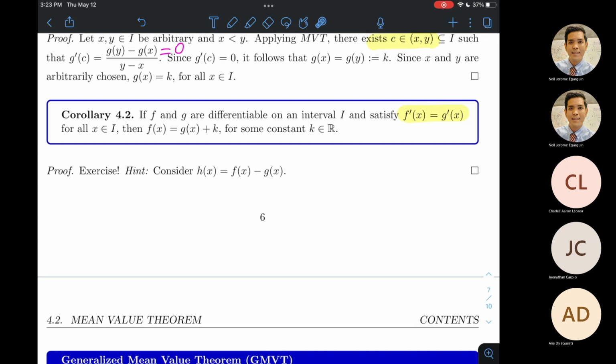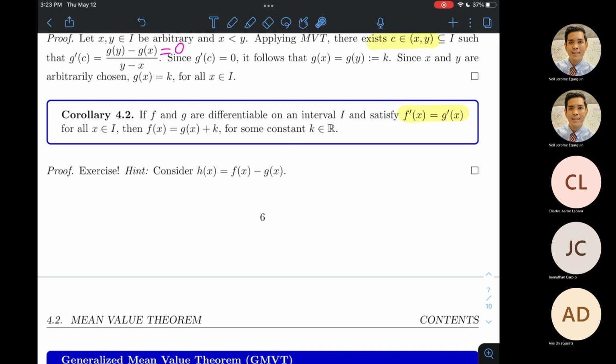Pero pwede natin siyang i-prove without writing any specifics. So, kayo na lang yung maglagay. So, gagamitin ko yung Mean Value Theorem. Mean Value Theorem nga ba gagamitin ko? Actually, I think Corollary 4.1 will be sufficient to prove Corollary 4.2. Kasi ngayon, gamitin ko raw ito.